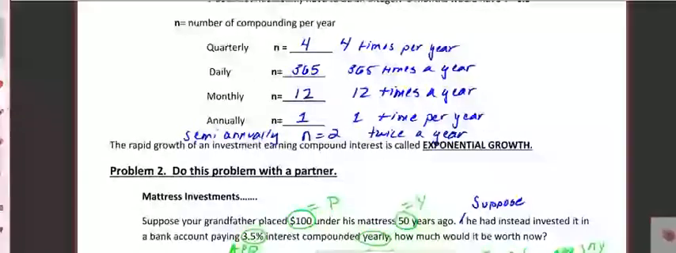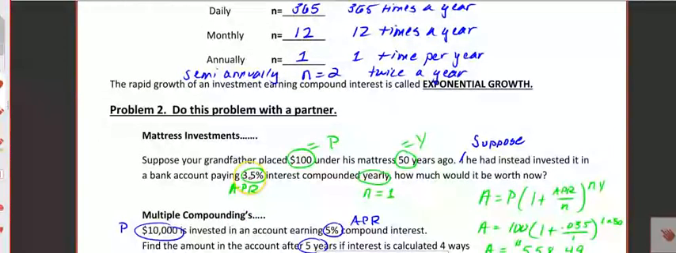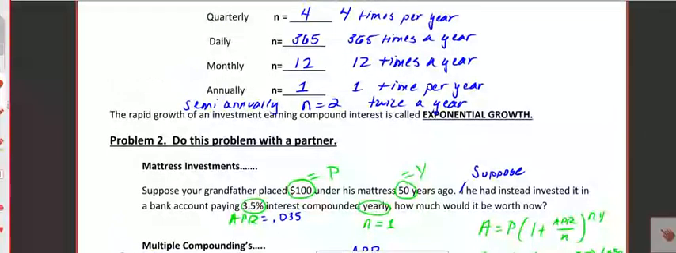Well, I can use that formula we just mentioned. But we need to pull out our variables. So the $100 that was stuffed under the mattress is your principal, P. Leaving it under there for 50 years is the value for Y, the number of years. The 3.5% interest is your APR, your annual percentage rate, but it must be written as a decimal, 0.035. And it says the interest is compounded yearly, which means the value of N is equal to 1.